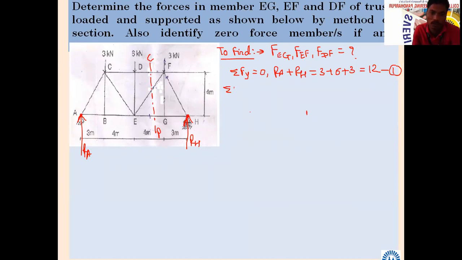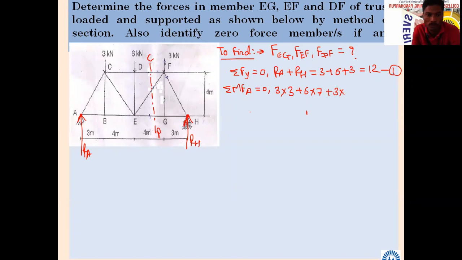Summation F1. Then summation of moment due to all the forces with respect to, let us take point A, equal to 0. So what will happen? Tell me first. Due to 3 kilonewton force, how moment will generate with respect to point A? Clockwise or anti-clockwise? Clockwise. What is distance? 3. Then 6, again clockwise. So 6 into 7. Yes, 7, sir.